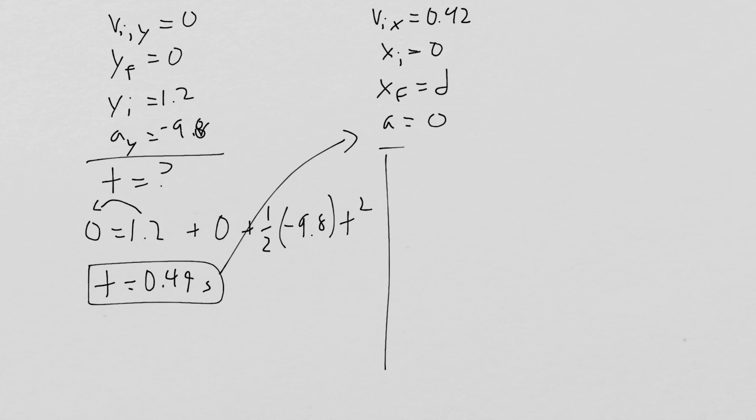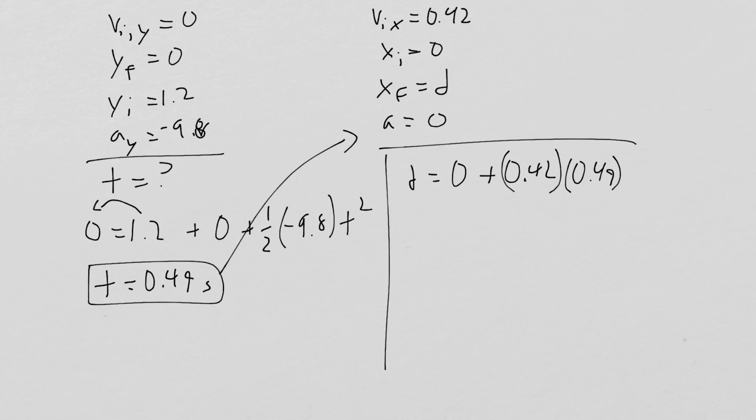So we're going to use the kinematics equation that we just used again. x final, d, equals x initial, 0, plus v initial, 0.42, times t, plus 1/2 at squared. But a is 0, so that's all just 0. And so this is a very, very simple equation to solve. And we find that the distance we travel is 0.21 meters, right? And that's our answer.